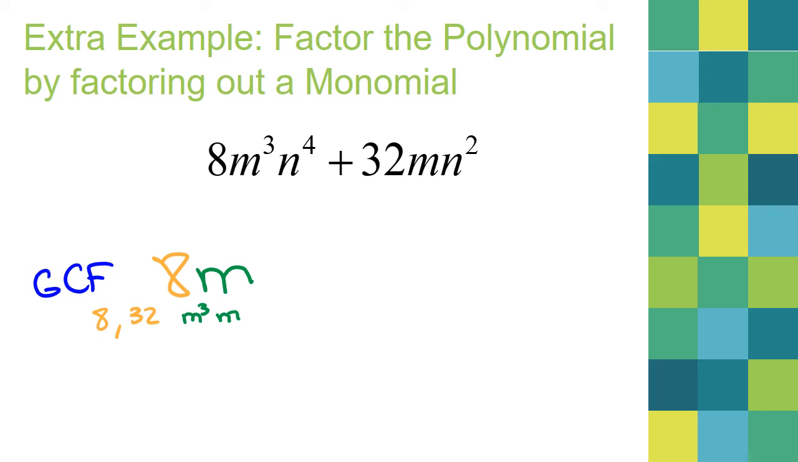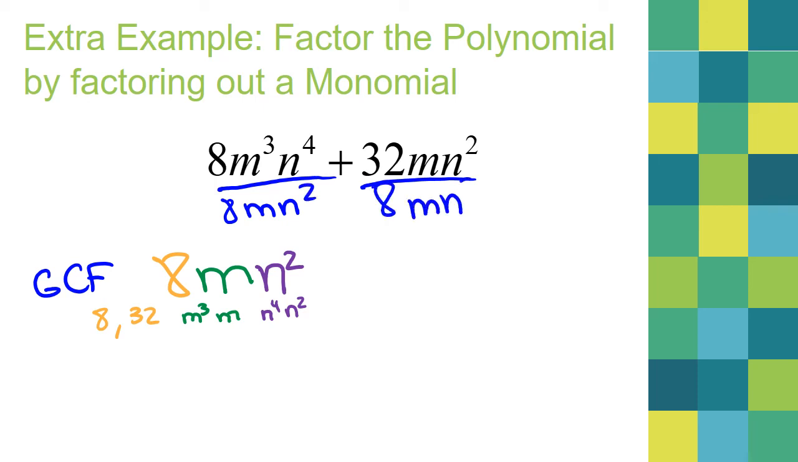Then I have an n to the 4th and an n squared. Ooh, I can take an n squared out this time. So my GCF that I'm going to divide out of each term is 8mn squared. So if I divide, let's show our factoring. I have an 8mn squared on the outside.